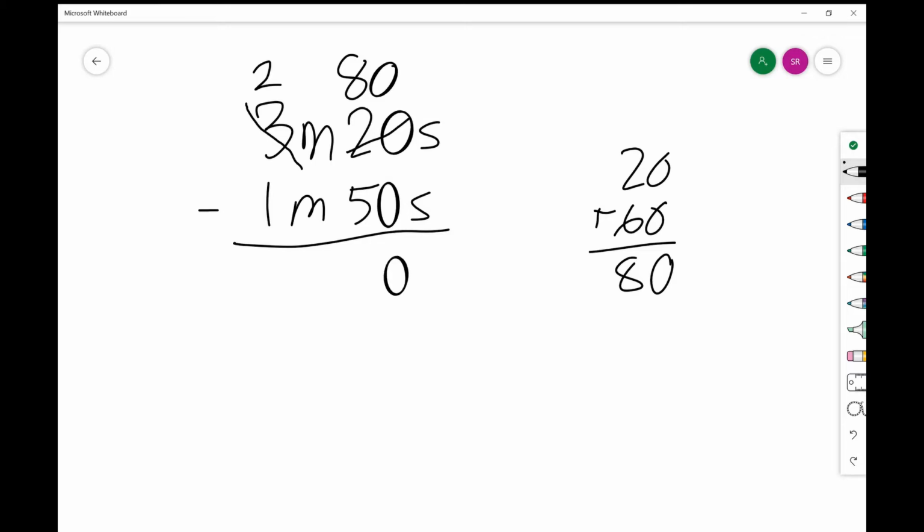And then we can subtract as normal. 0 minus 0 is 0. 8 minus 5 is 3, and 2 minus 1 is 1. So we have 1 minute and 30 seconds as our answer.